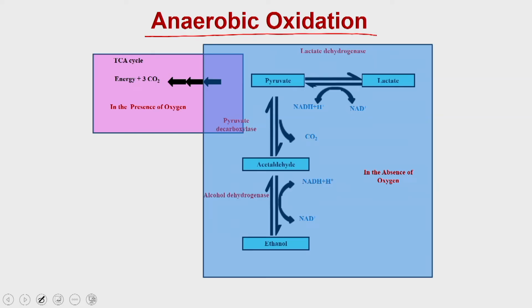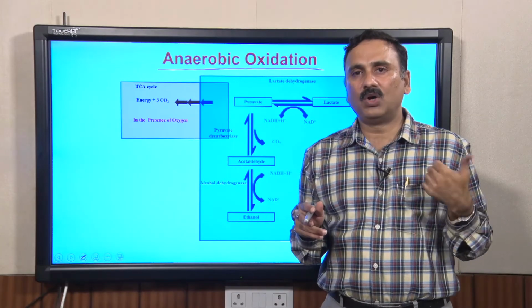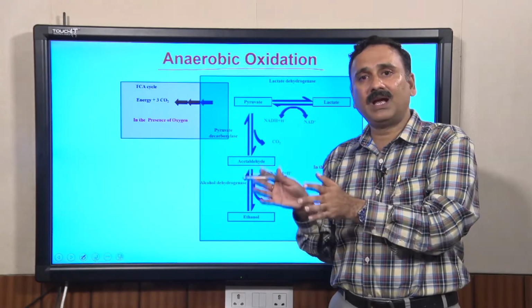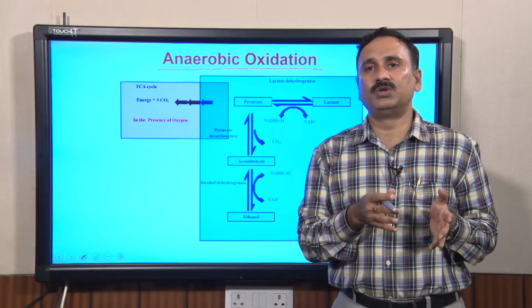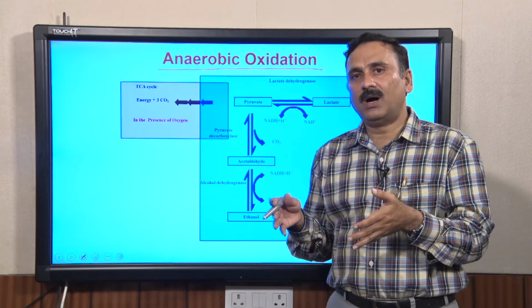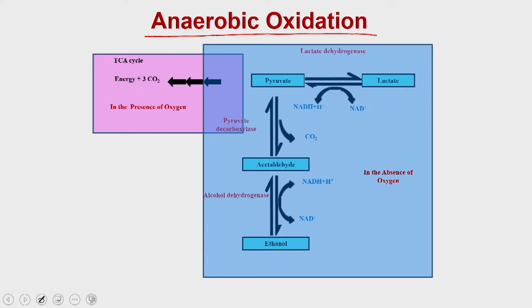So, you understand that glycolysis and the Krebs cycle are operating because there is plenty of oxygen available in the system, and that oxygen allows the electron transport chain to run. But in the absence of the electron transport chain, you are going to have anaerobic oxidations. So, if oxygen is present, then you are going to use the Krebs cycle or the TCA cycle, and that is going to generate energy as well as 3 carbon dioxide molecules.